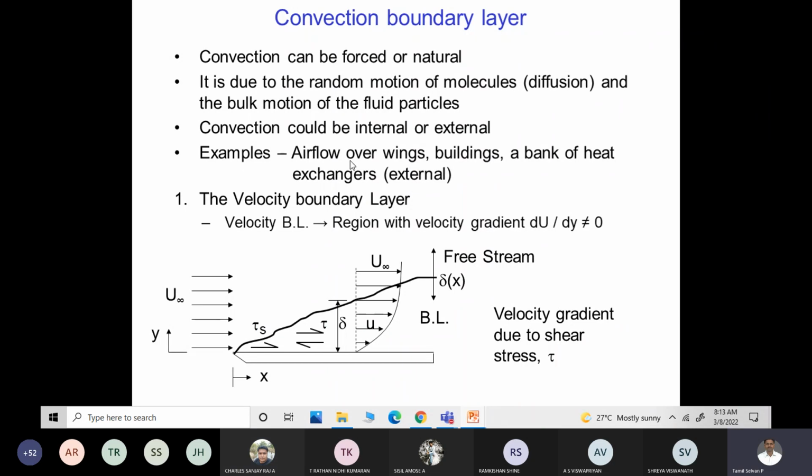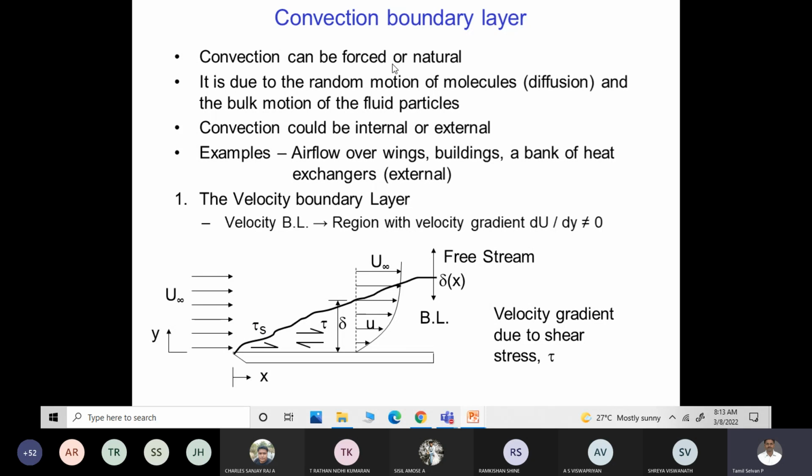And here you can also see the examples for forced convection: airflow over wings, buildings, a bank of heat exchanger tubes, etc. were taken, especially external flow. When we are talking about external flow, we are not talking about internal flow. So these were taken as examples of forced convection.